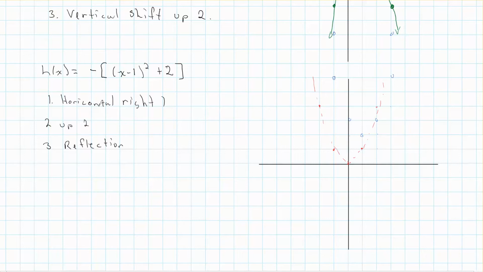Now I'm going to do my reflection across the x-axis here. So the reflection across the x-axis, this point would move down to here. We have here, and here, and here, and here.